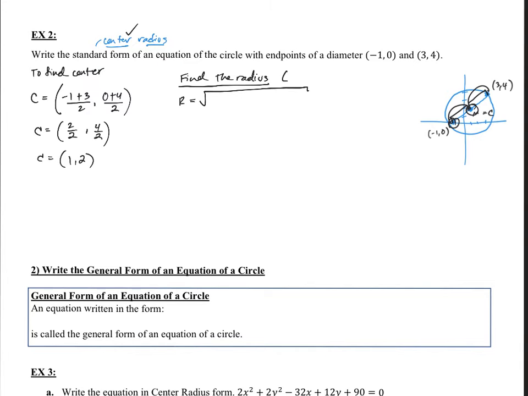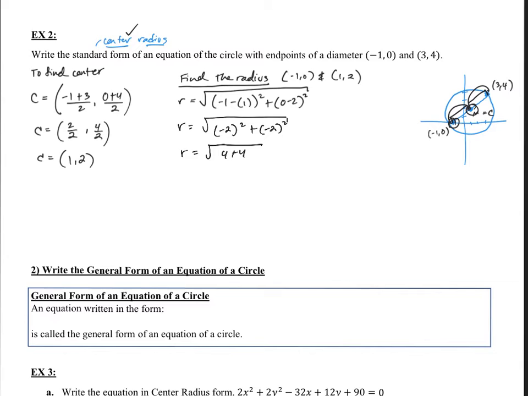So we're using the points (-1, 0) and (1, 2). Let's plug those into the distance formula. Subtracting the x values, -1 minus 1, square that, plus subtract the y values, 0 minus 2, square that. Ooh, I used a capital R. That should be a lowercase r. Careful about upper and lower cases. That equals the square root of -2 squared plus another -2 squared, the square root of 4 plus 4, equals the square root of 8. Simplifying that, that's going to equal 2 root 2.